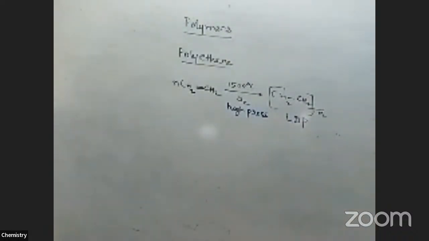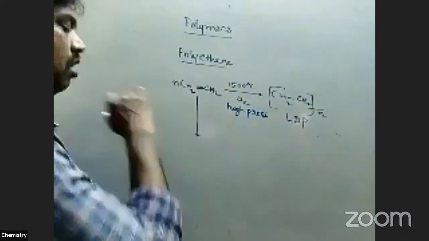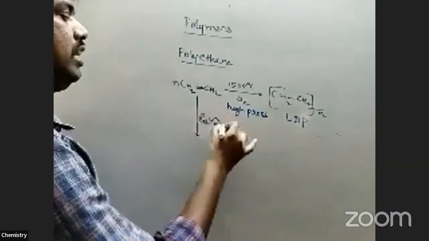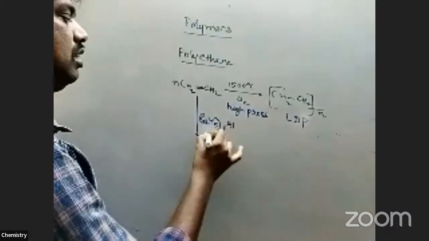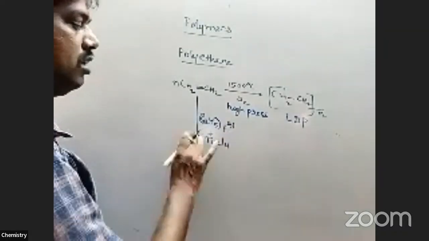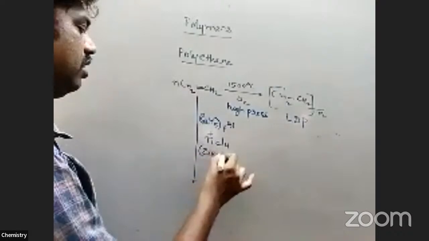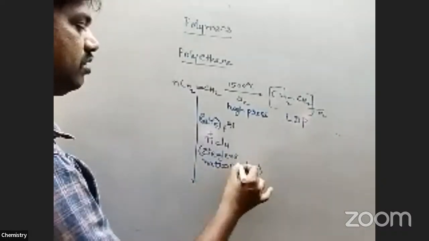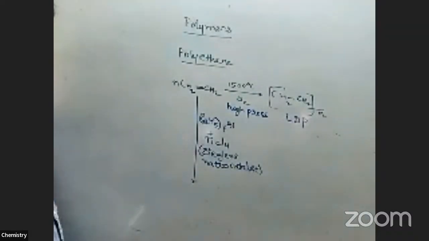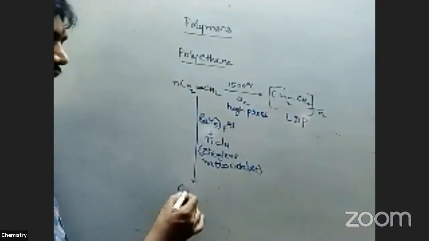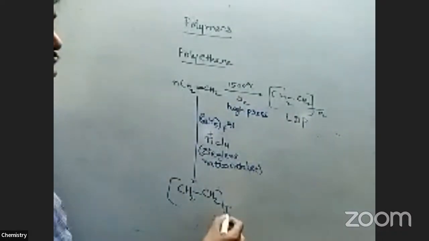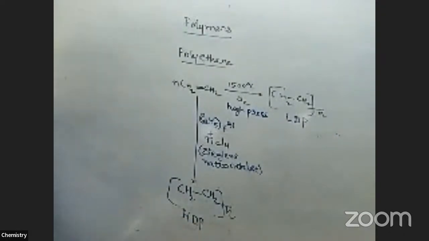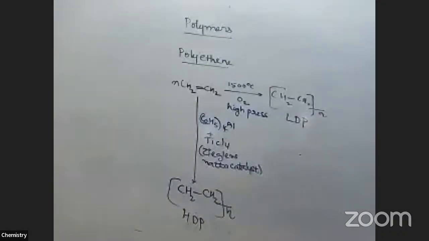In these conditions, high pressure and high temperature, we get low density polythene. In presence of a catalyst, triethyl aluminate plus titanium tetrachloride, which is called the Ziegler-Natta catalyst, and maintaining normal temperature conditions, more than 380 Kelvin, the polymer we get here is high density polythene. So these are the preparation methods of low density polythene and high density polythene.